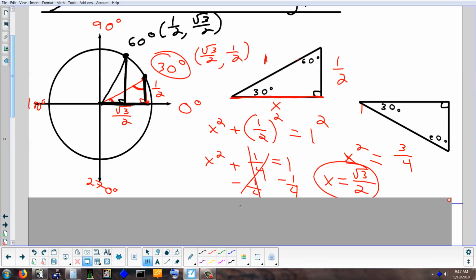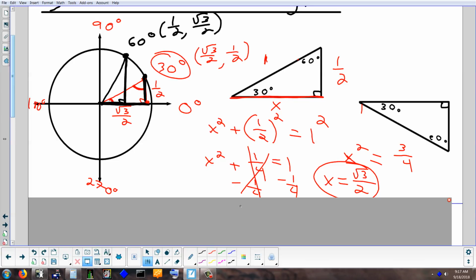Wait, and that's for 60 degrees? Yep. For the 30, 60, 90 triangle, does that work for 30 and 60 no matter what? Yeah, every time. Yep. It never changes. It's always those numbers.